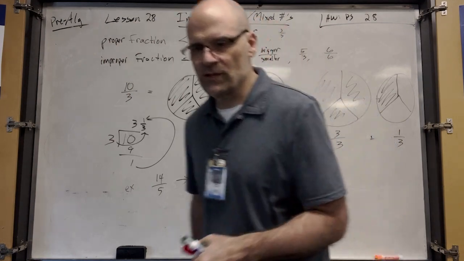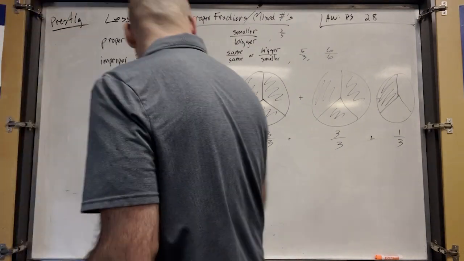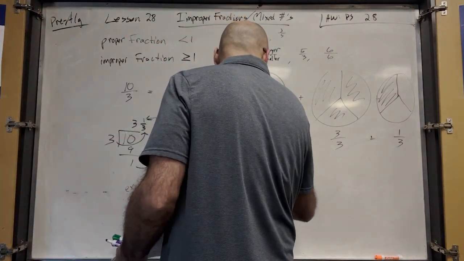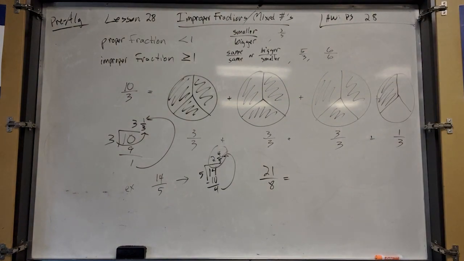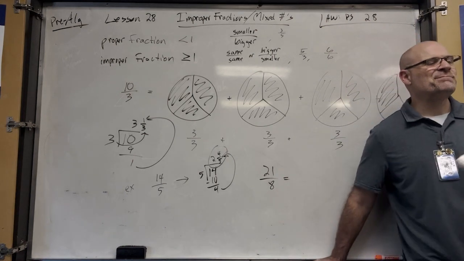Okay? See if you can do this one in your head. Ready? 21/8. Can you do it in your head? Are you doing it in your head? So this is actually like 21 pieces of pizza. Usually pizzas come in 8s, right? They come in 8 slices. So how many full pizzas are in there, and then how many pieces are left over?